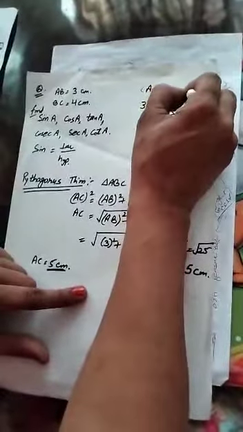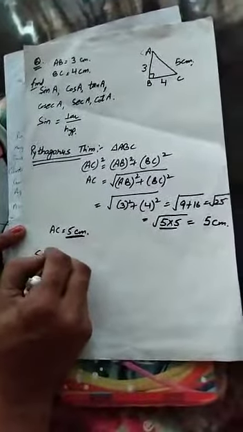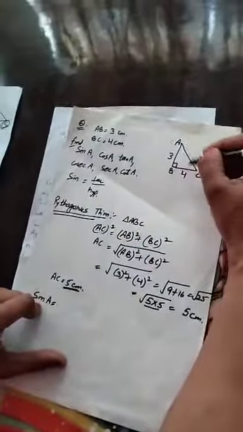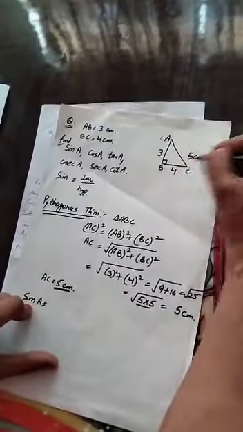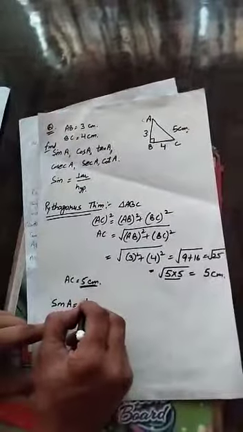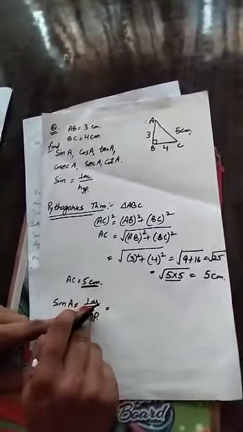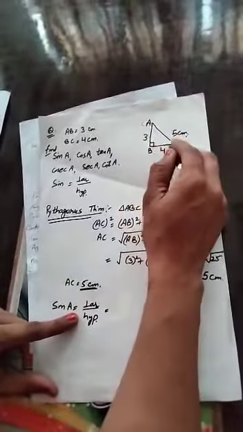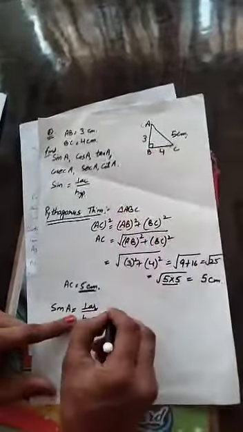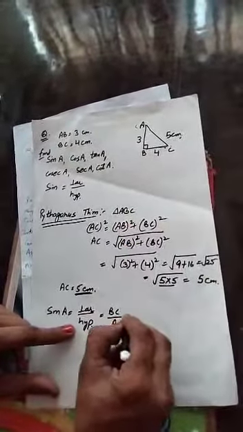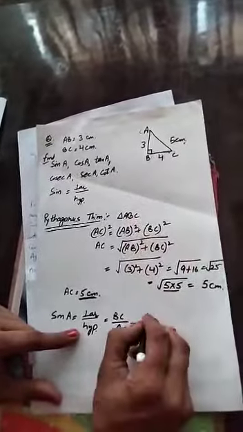Now we talk about sine A. What is sine A? Sine A is this angle. The opposite side is BC. It is perpendicular over hypotenuse. Perpendicular is the opposite side, BC, over hypotenuse AC. What is this? 4 by 5.